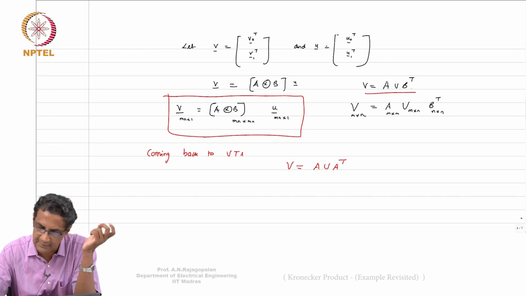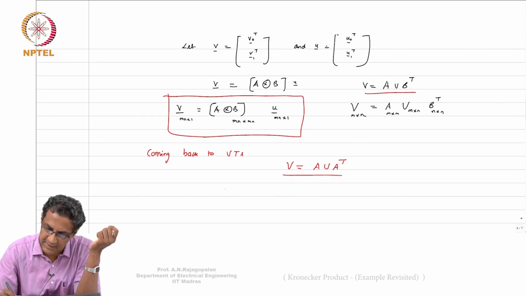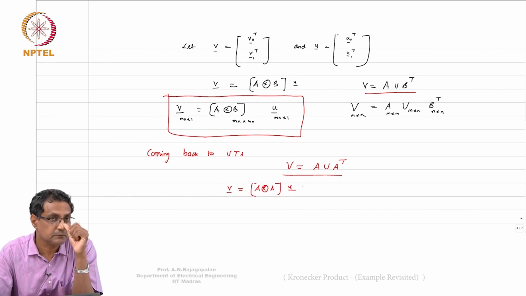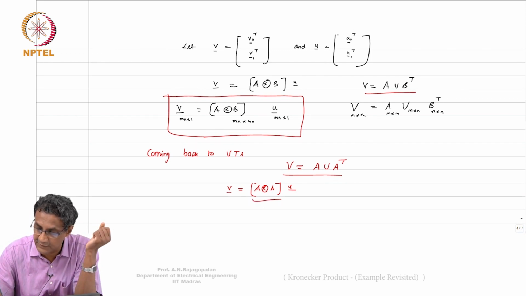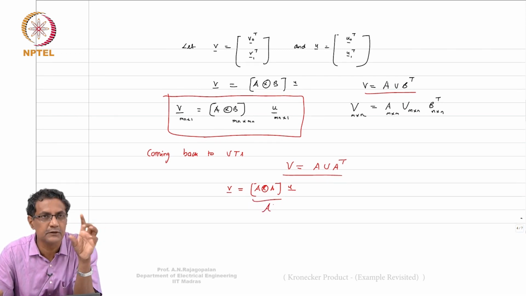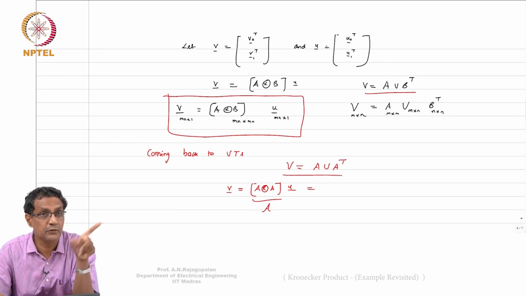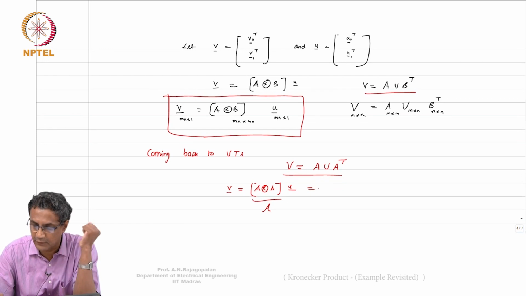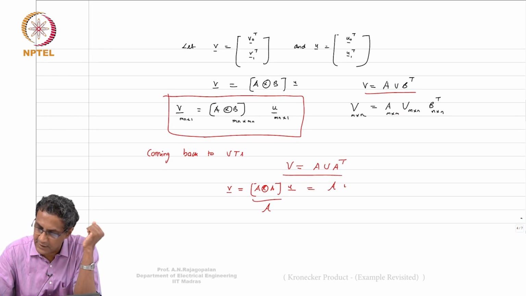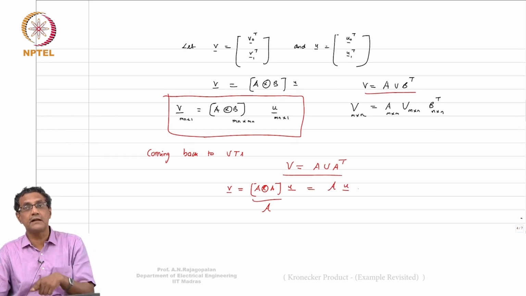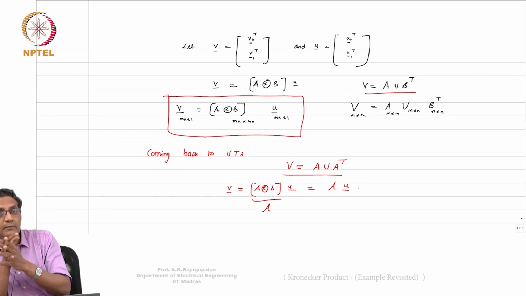So which then means that I can rewrite this expression as a vector V equal to A Kronecker A multiplying U. Suppose I indicate this as script A, in order to differentiate it from the original A, which is the 1D unitary transform. Then this becomes script A times U. So now if you see, this has the same form as you would have liked.